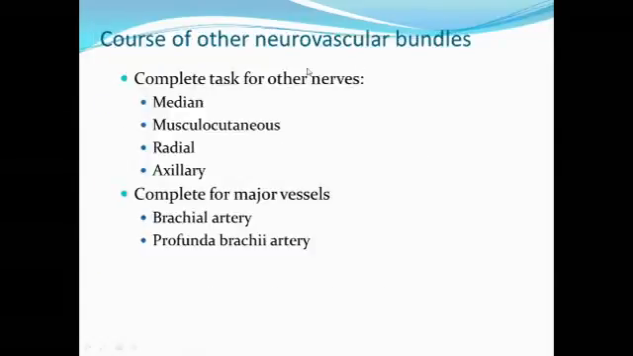So for the other nerves, i.e. the median, musculocutaneous, radial and axillary, your task is to complete the same type of information. So write some notes about the origin of those nerves, the relationships and the branches that they form in the arm, and also for the profunda brachii artery, write down the same sort of information that we just went through for the brachial artery. So again, the origin, relationships, structures that are supplied by the deep brachial artery or profunda brachii, and the termination of the structure.